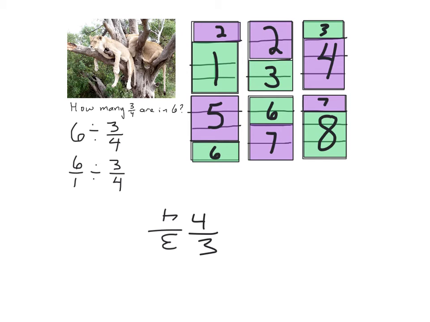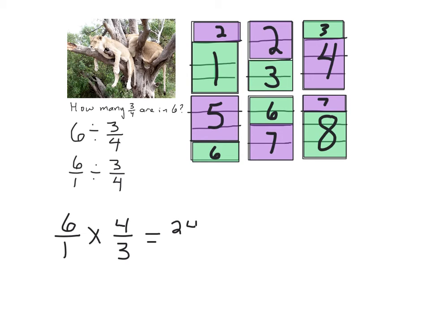Well, hang on a second. Let's get rid of these and just rewrite it the correct way. So I've got 6 over 1, and I'm going to multiply instead of divide by the reciprocal, so I'll put the 4 on top and the 3 on the bottom. So 4 over 3, right? Now, with multiplying fractions, you just multiply the numerators and you multiply the denominators, right? So I'm going to go 6 times 4 is going to give me 24. And then I've got 3 times 1 is going to give me 3, right?